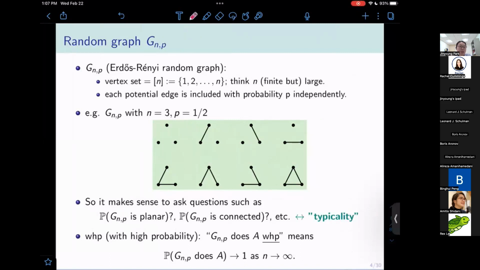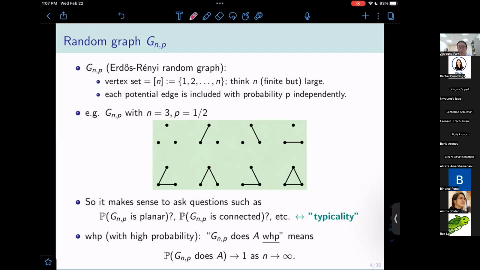And for that, we're going to use the term "with high probability". When we say G(n,p) does A with high probability, that means the probability that G(n,p) does A tends to 1 as n tends to infinity. So this was the definition for G(n,p).